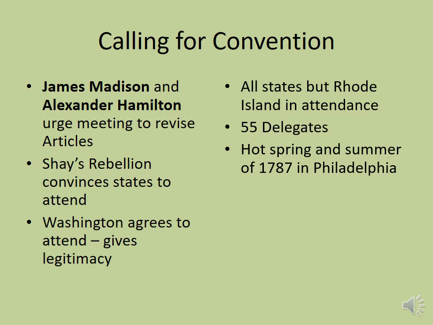Okay, George Washington does agree to attend this convention, this meeting. So this meeting is legitimate because he is obviously a respected individual, a war general from the American Revolution. All of the states attend or have representatives in attendance except for Rhode Island. In all, there were 55 men that met in the hot spring and summer months of 1787 in Philadelphia, Pennsylvania.